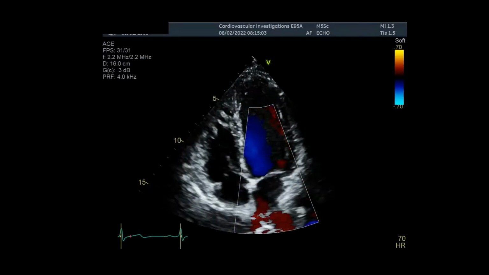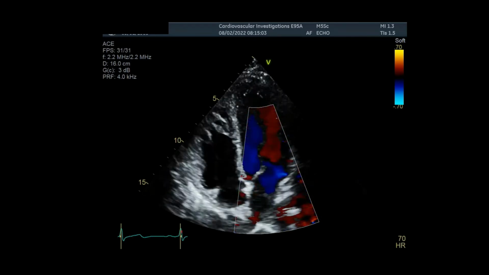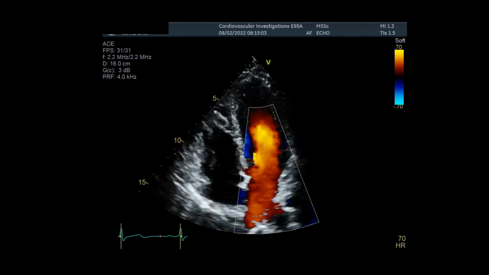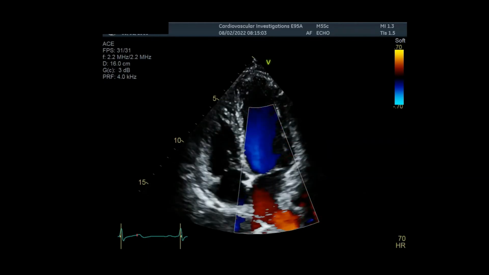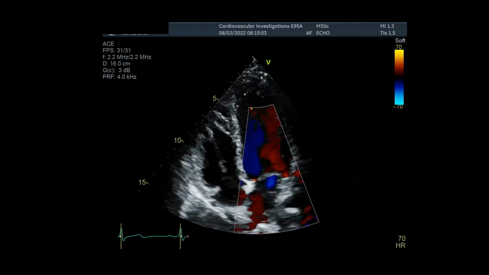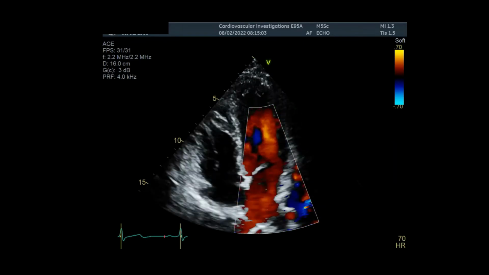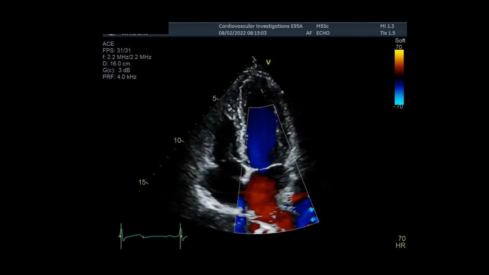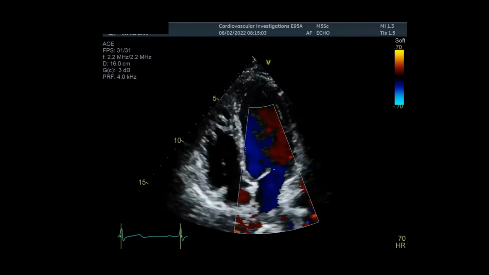And then again we colour over the valve, and it's the same in this view. What you're looking for is firstly if there are jets of flow back into the atrium during systole, indicating MR, and whether or not there's high velocity through the valve from the atrium into the ventricle, indicating stenosis of the valve. And there's neither of those things here. This is a normal loop.